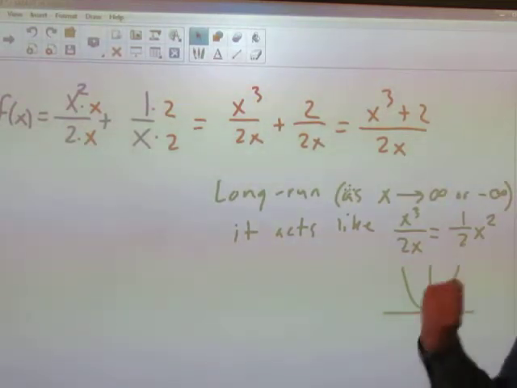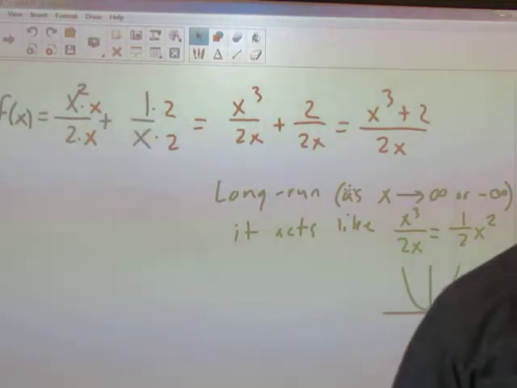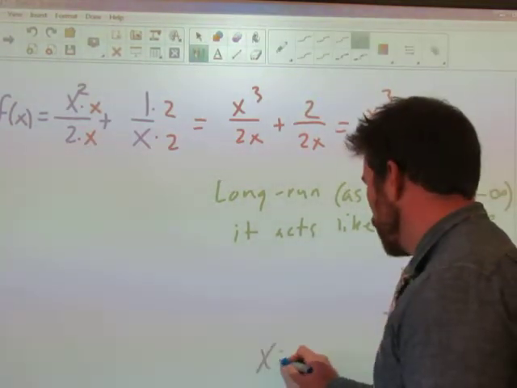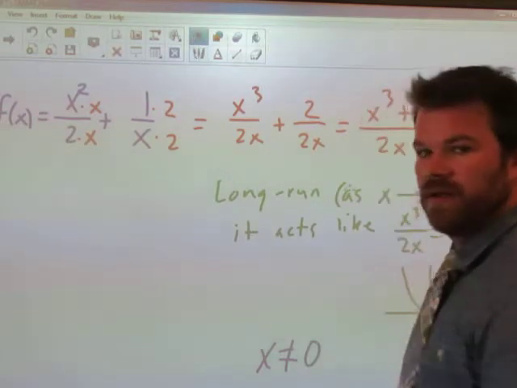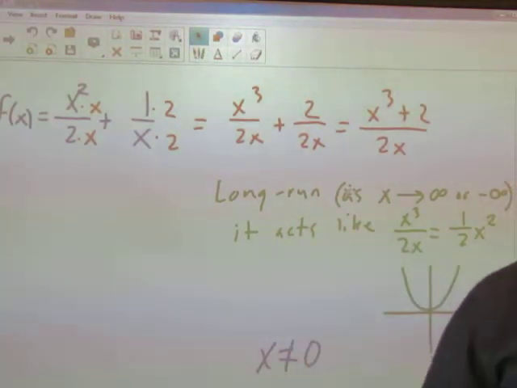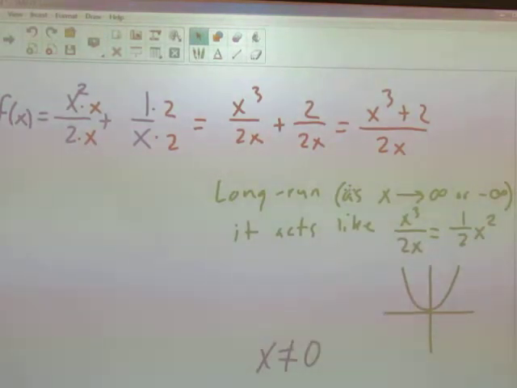Now, if we look at this, what asymptotes will this thing have? We know that x cannot equal 0. Why not? Because 2 times 0 in the denominator is 0, and that gives me a denominator of 0, which is bad. So x cannot be 0.